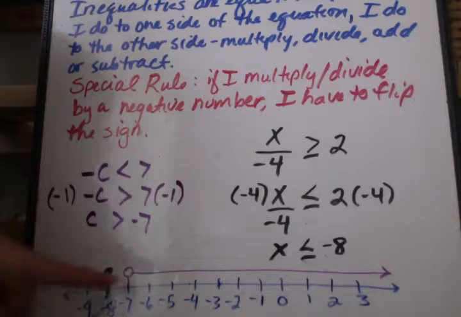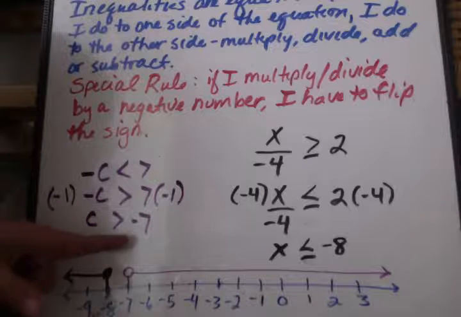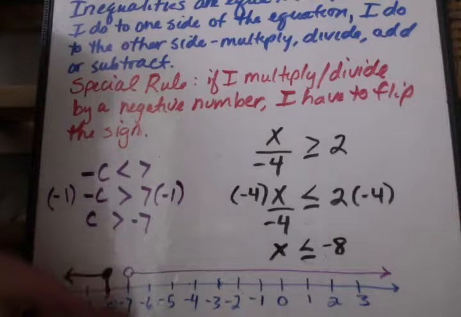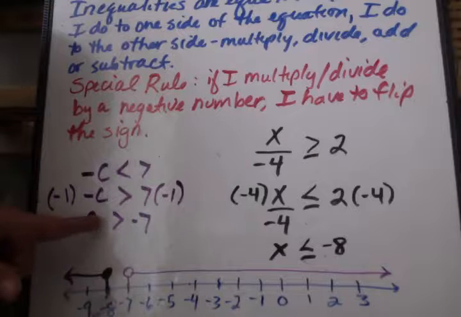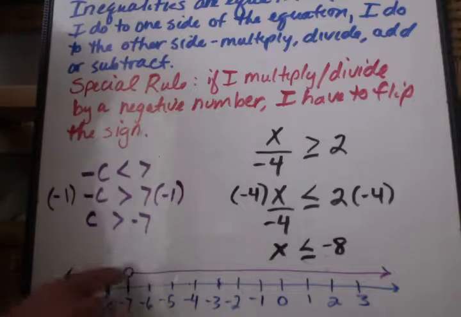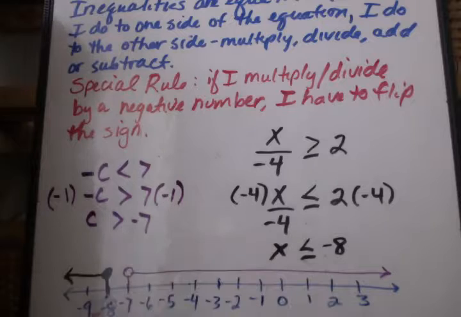And I also drew it out here on the number line, so I get to negative 7, which is down here. And c is greater than negative 7, so greater than anything moves to the right.